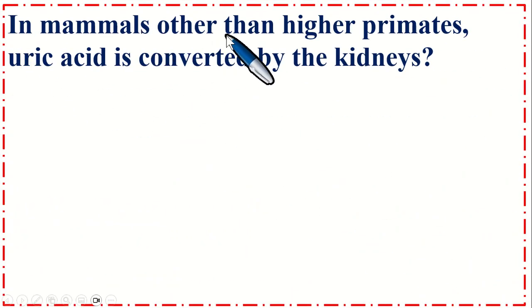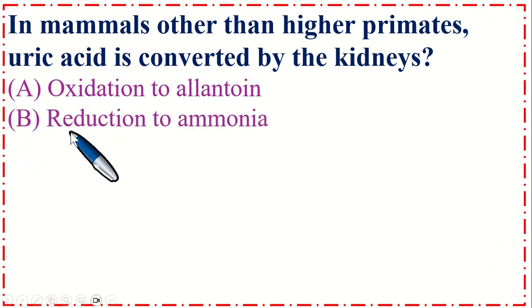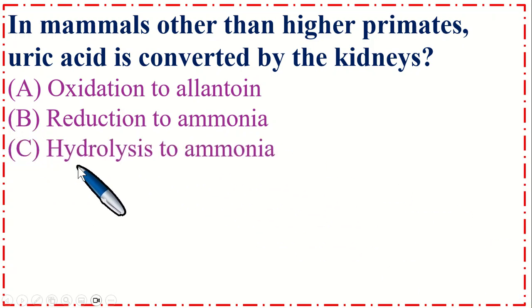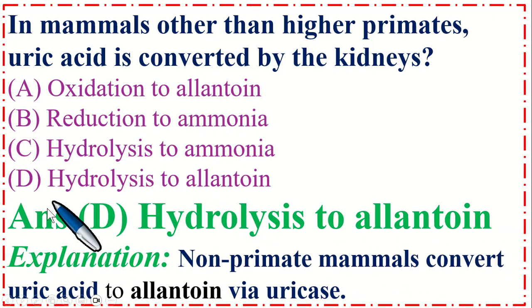In mammals other than higher primates, uric acid is converted by the kidneys by: option A, oxidation to allantoin; B, reduction to ammonia; option C, hydrolysis to ammonia; and option D, hydrolysis to allantoin. So the correct option is D, hydrolysis to allantoin. Non-primate mammals convert uric acid to allantoin via uricase.